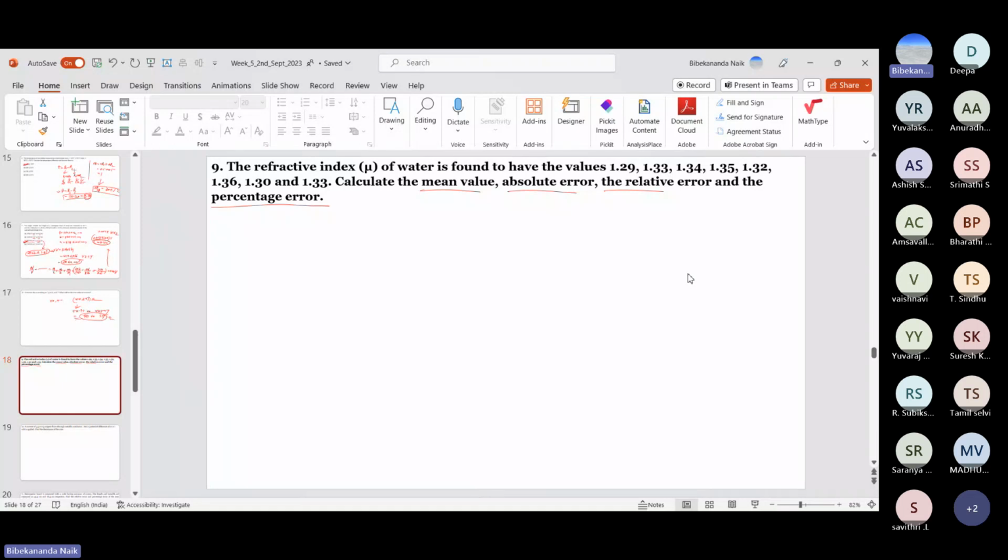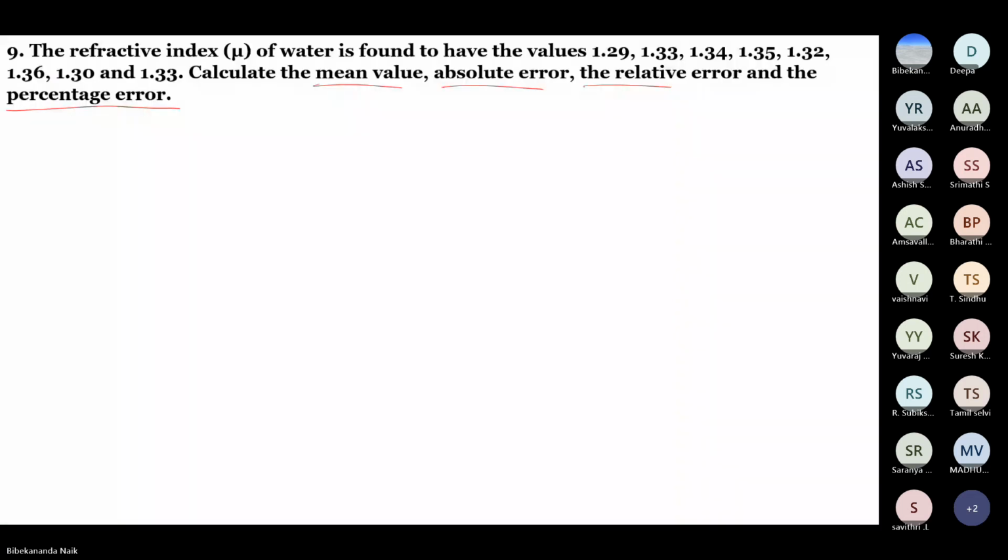Yes, anybody calculated? Hello sir. Mean value, yes, tell me. The mean value is 1.33. Yes. Then mean absolute error is 0.02, yes, and relative error is 0.02, and percentage error is 2%. Okay.